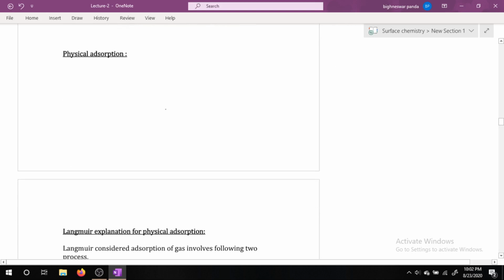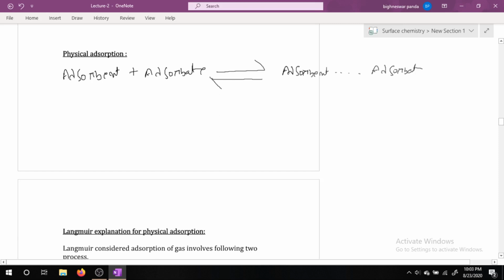Next part is physical adsorption. As physical adsorption is reversible in nature, I can write here adsorbent plus adsorbate is in equilibrium with adsorbent-adsorbate. Here adsorbent is in solid phase, adsorbate is gas.